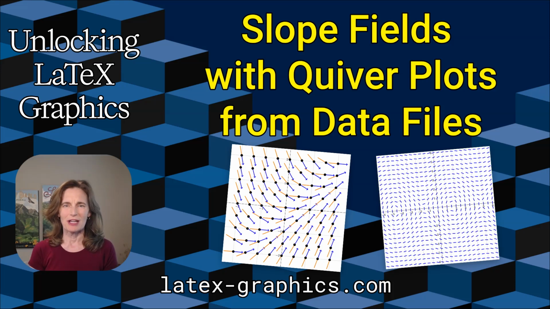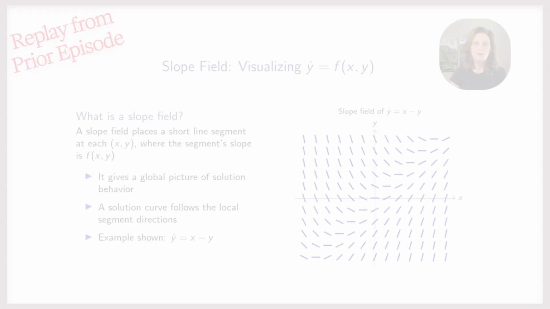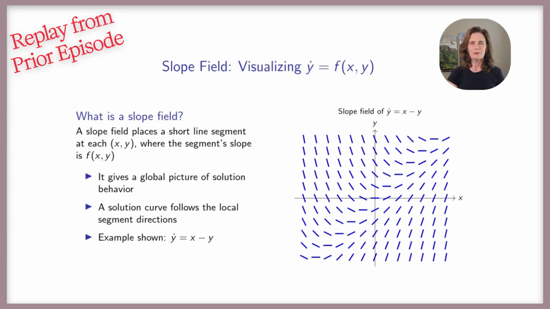In this case, I'm using a Python script to compute the slope field data for various differential equations and write that data to text files. Then in PGFPlots, I'll read that data and use it to create the quiver plots. So let's get started. Before we jump into the code, let me briefly explain what a slope field is.